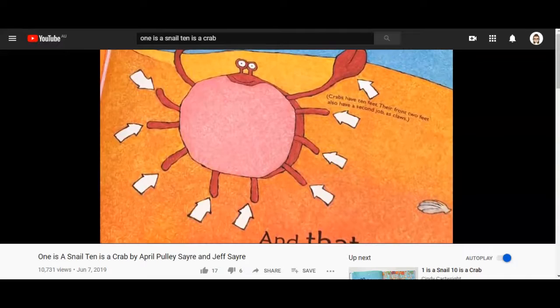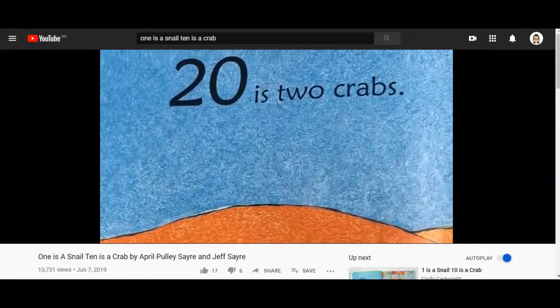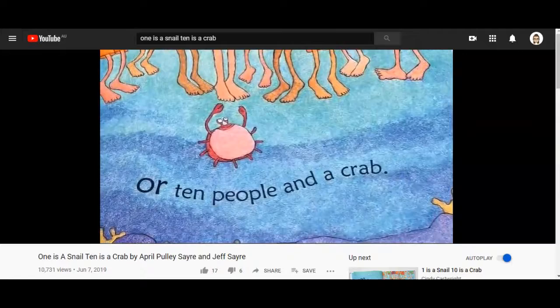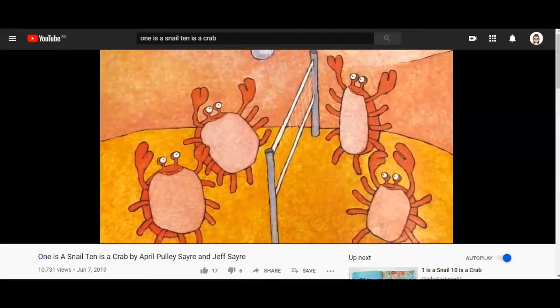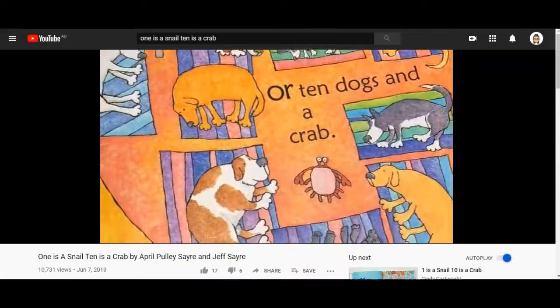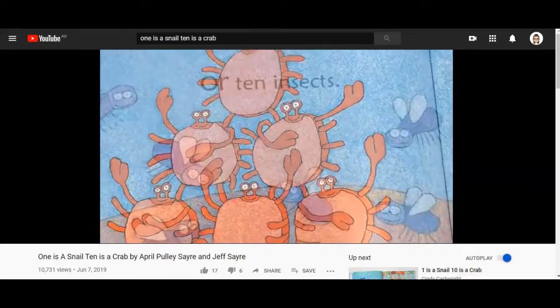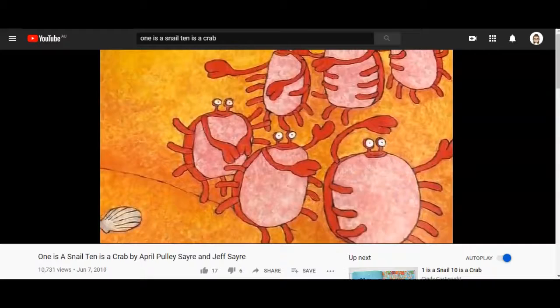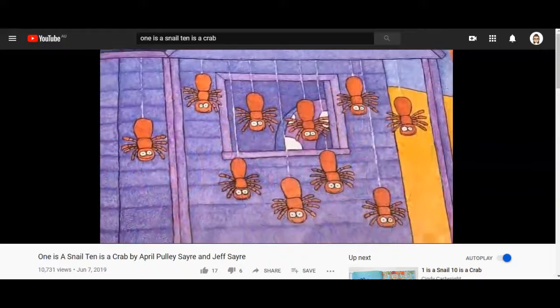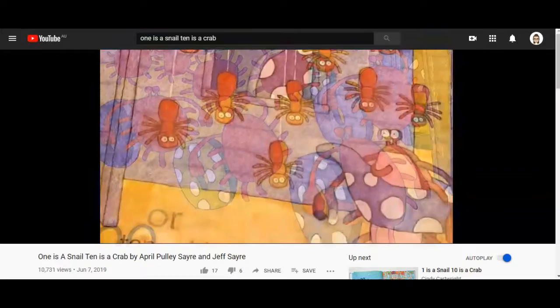10 is a crab, and that means 20 is 2 crabs. 30 is 3 crabs, or 10 people and a crab. 40 is 4 crabs, or 10 dogs. 50 is 5 crabs, or 10 dogs and a crab. 60 is 6 crabs, or 10 insects. 70 is 7 crabs, or 10 insects and a crab. 80 is 8 crabs, or 10 spiders. 90 is 9 crabs, or 10 spiders and a crab.